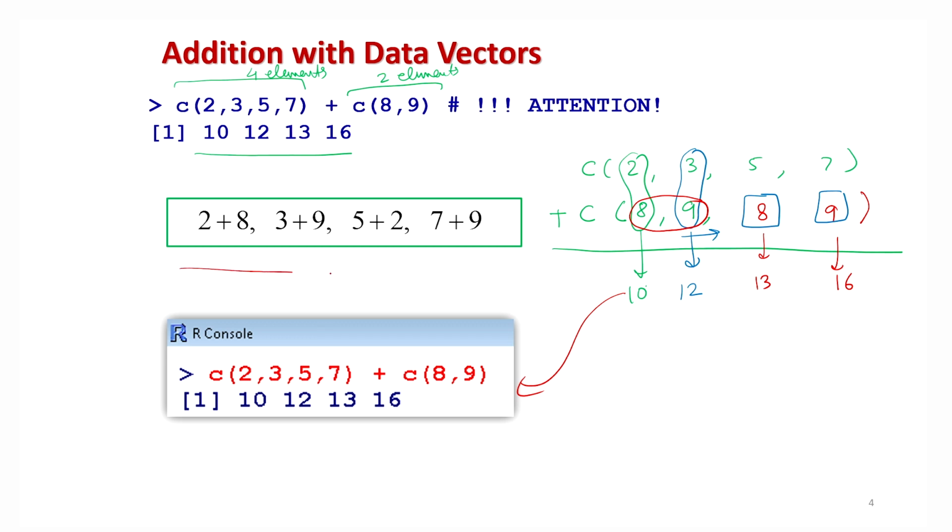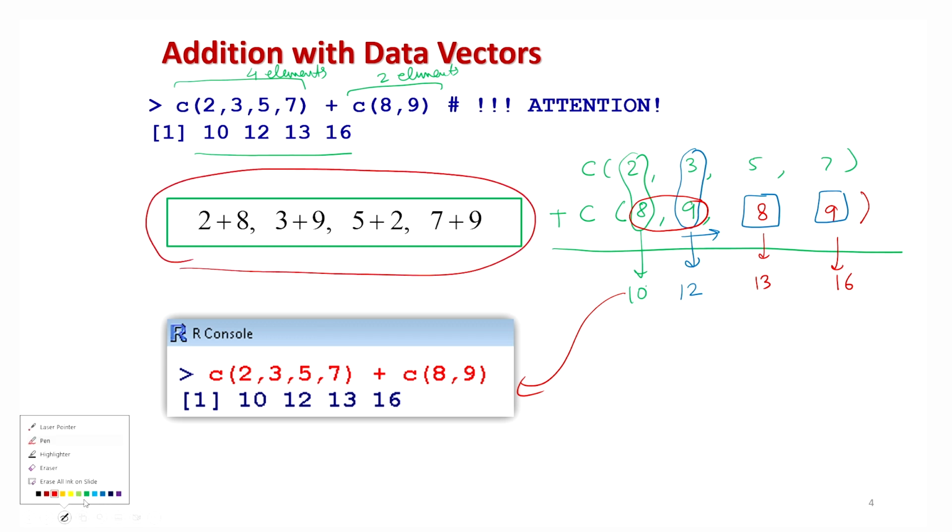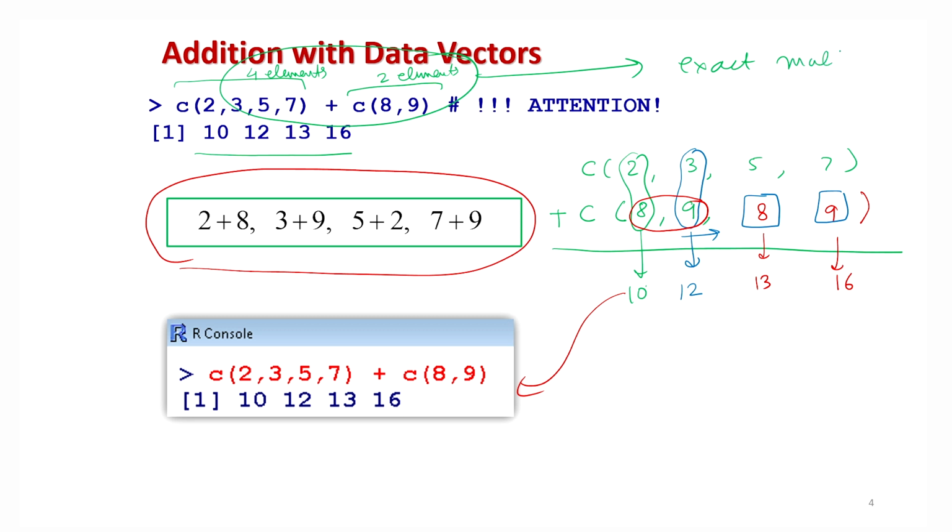So this operation happens when we have two data vectors of different lengths, but there is a prime condition. If you look at the number of elements in the two data vectors, they are exact multiples. Exact multiples means 2 is here and here it is 4, so 2 twos are 4.